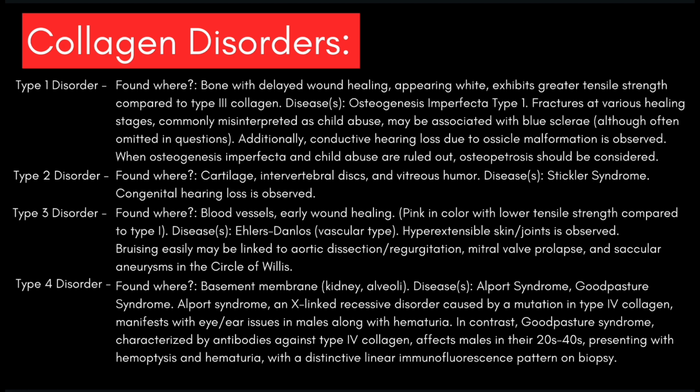Alport syndrome is an X-linked recessive disorder caused by a mutation in type 4 collagen, which manifests with ear and eye issues in males alongside hematuria. In contrast, Goodpasture syndrome is characterized by antibodies against type 4 collagen. This affects males in their 20s to 40s, presenting with hemoptysis and hematuria with a distinctive linear immunofluorescence pattern on biopsy.